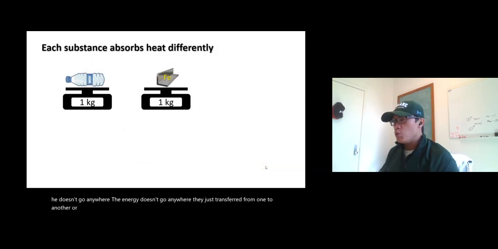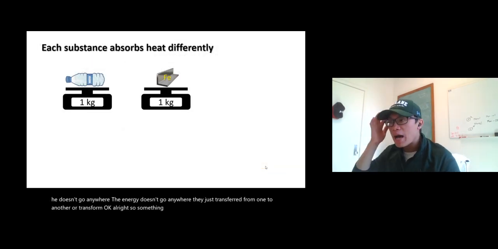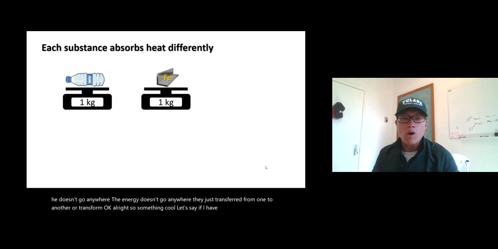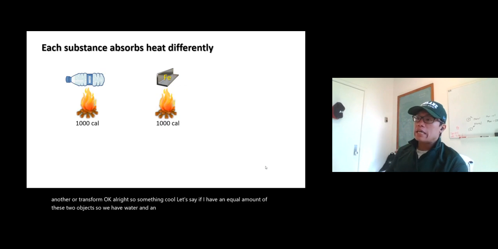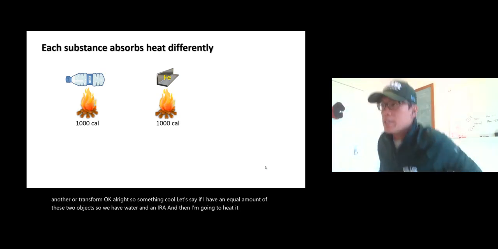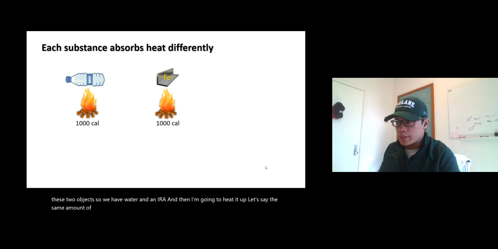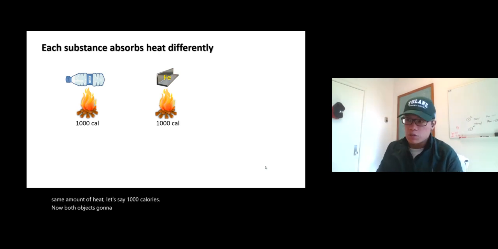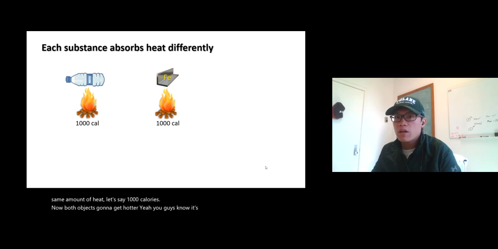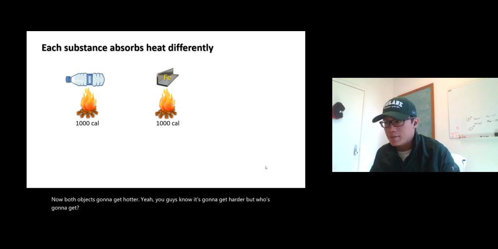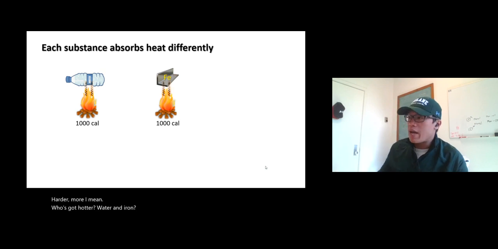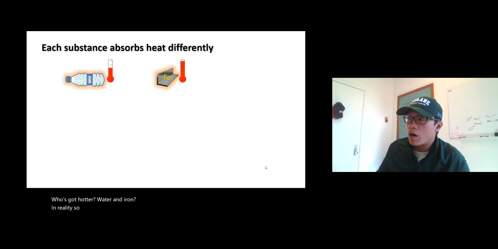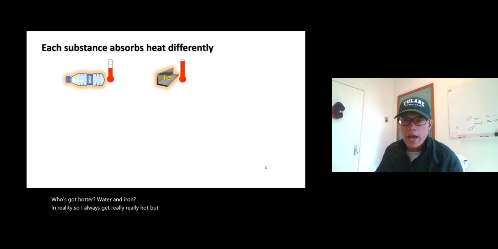Okay, something cool. Let's say I have an equal amount of two objects, water and iron, and I'm going to heat them up with the same amount of heat, let's say 1,000 calories. Both objects are going to get hotter, but which one gets hotter more, water or iron? In reality, iron gets really, really hot, but water may be just warm.